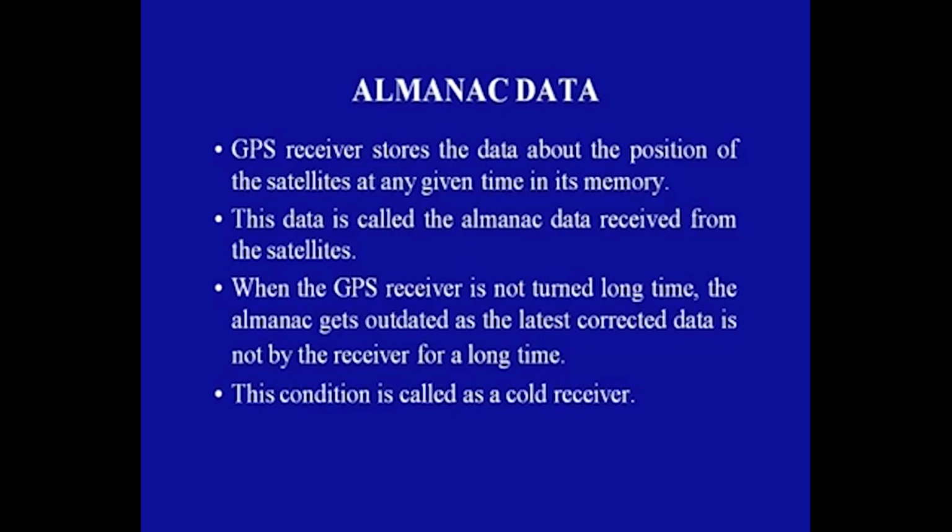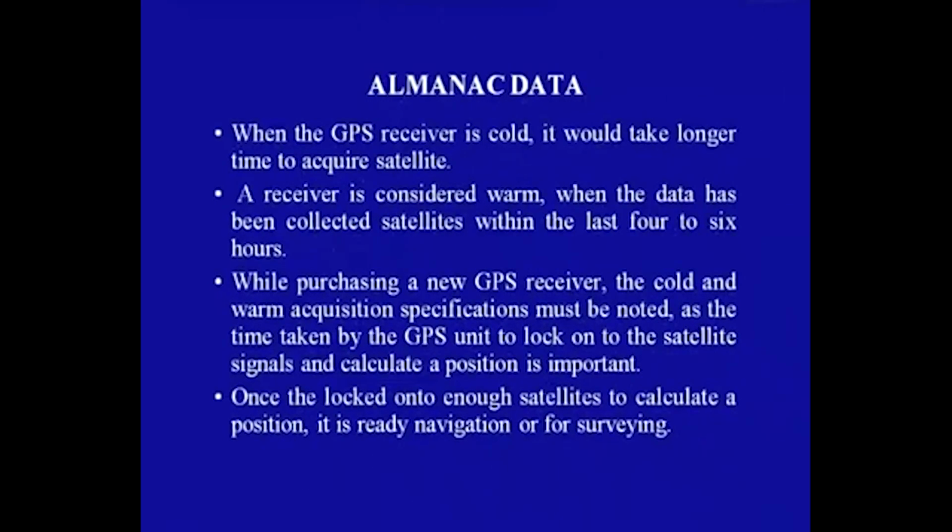When the GPS receiver has not been turned on for a long time, the almanac gets outdated as the latest corrected data is not received by the receiver for a long time. This condition is called a cold receiver. When the GPS receiver is cold, it would take longer time to acquire the satellite positions.